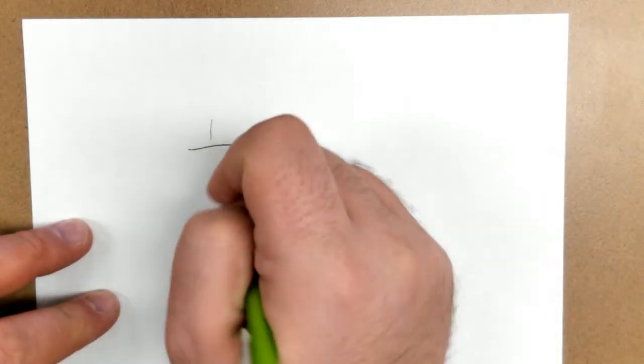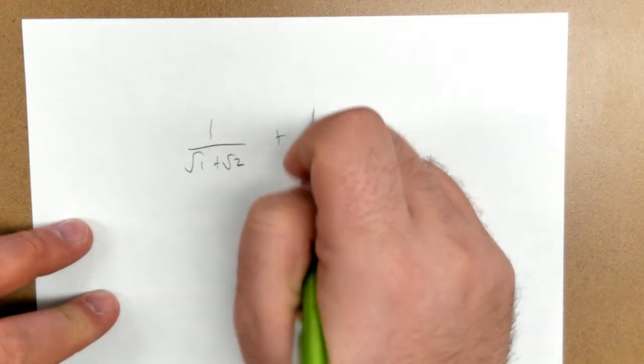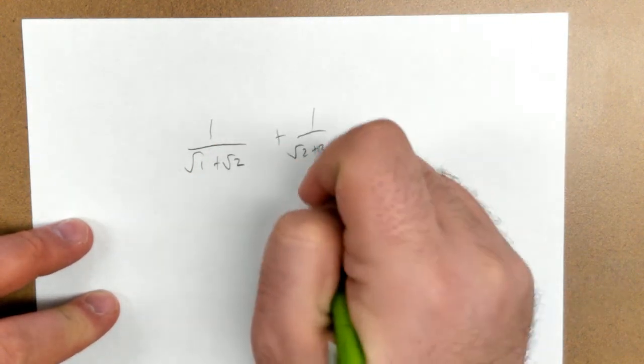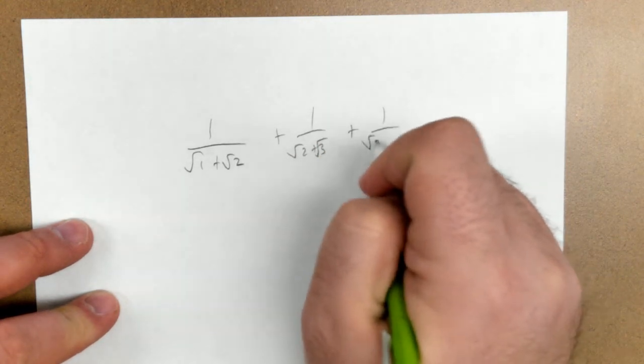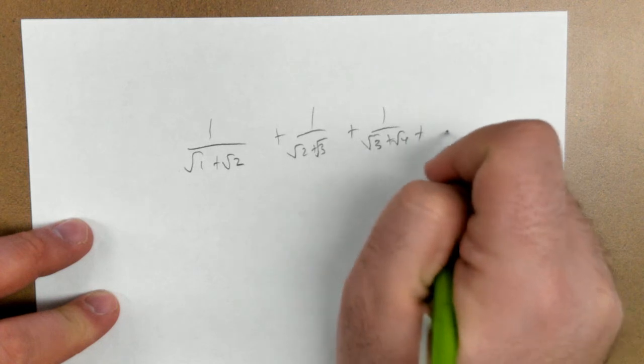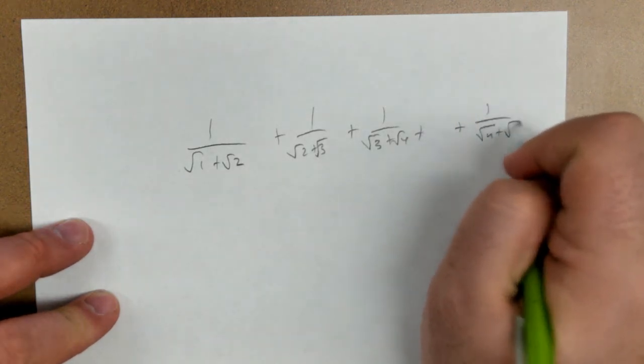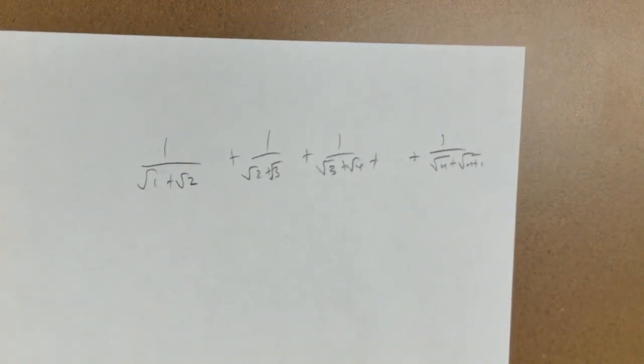And I'm going to write out some stuff. Root 1 plus root 2. Now they could have written 1, they're trying to show you the pattern. Root 2 plus root 3. And then root 3 plus root 4. And then they want to stop at n, so there's n terms, and then this one here, but it goes from 1 to n. Okay.